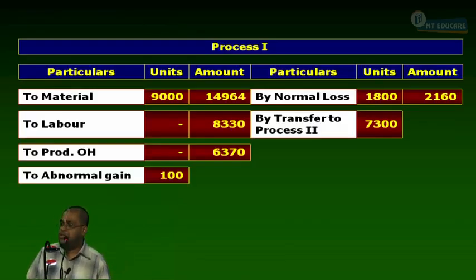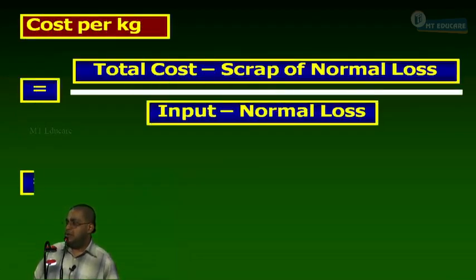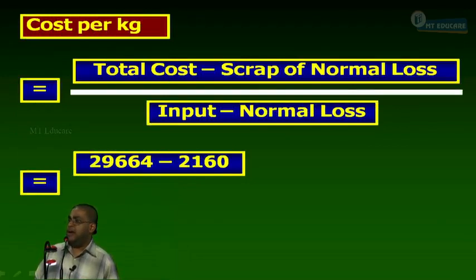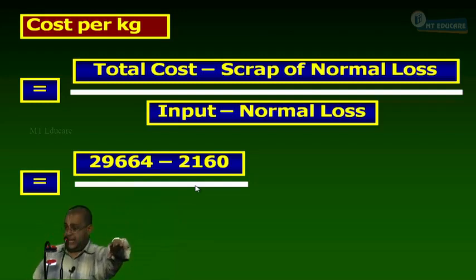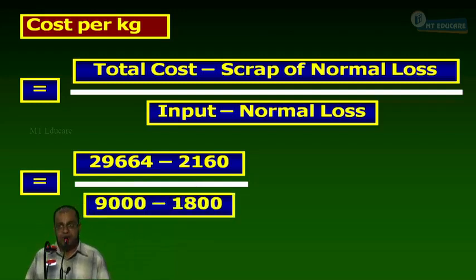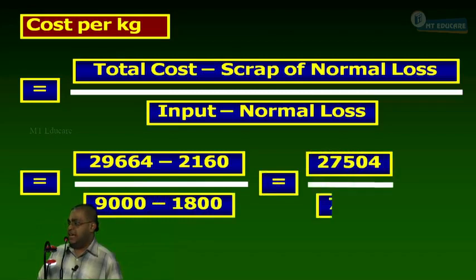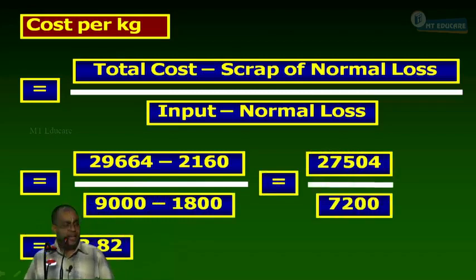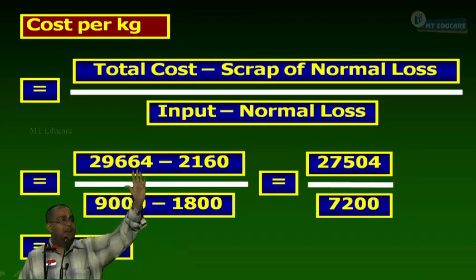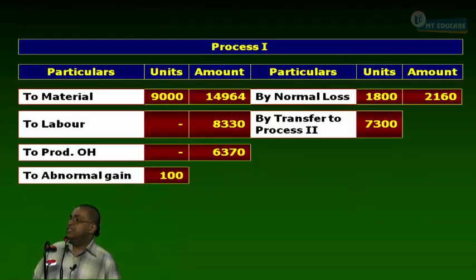Now please take the calculator. Tell me the total cost: 14,964 plus 8,330 plus 6,370. What is the total cost here? 29,664, minus normal loss scrap of 2,160, divided by what is input into the machine? 9,000, minus normal loss 1,800. I get a cost per kg of 3.82. Accept or not? So 7,300 should be valued at 3.82.